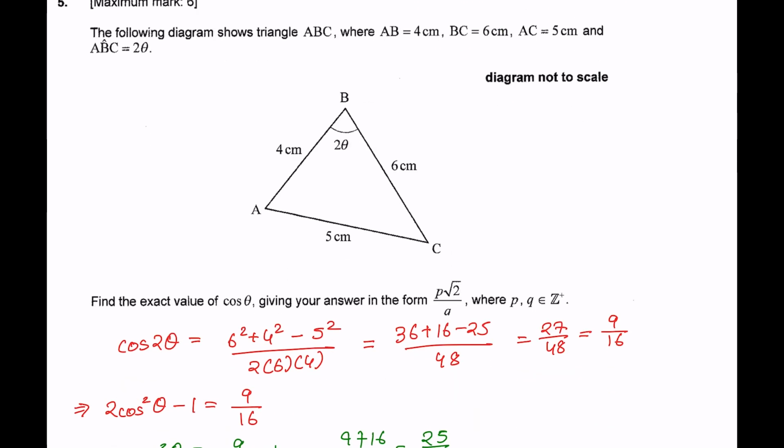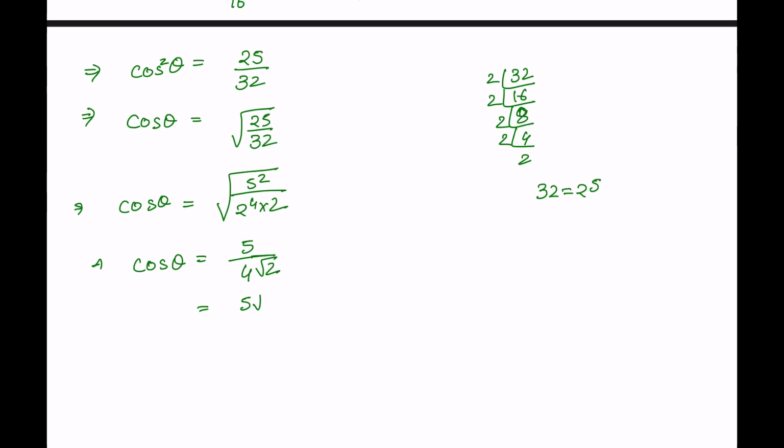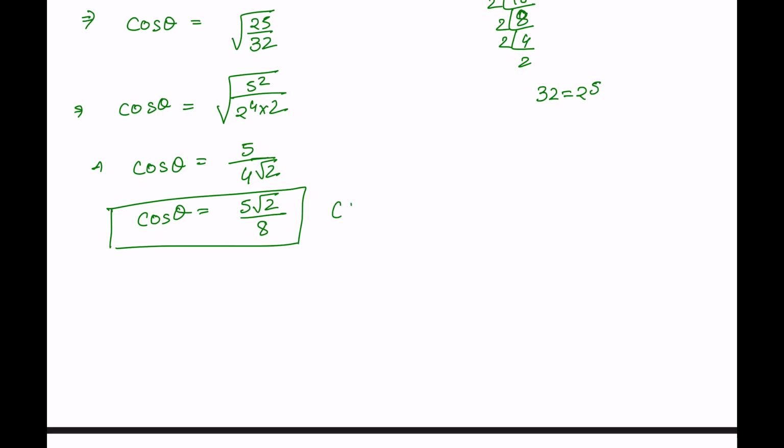Now the form is p root 2 by a, right? So root 2 has to be in the numerator, so I'll multiply and divide by root 2. So 5 root 2 divided by 4 times 2 is 8. So cos theta equals 5 root 2 by 8. This definitely matches the form of the answer p root 2 by a. So this is the final answer of this question.